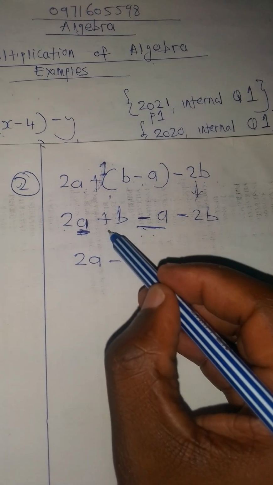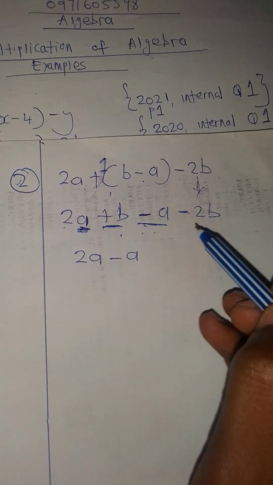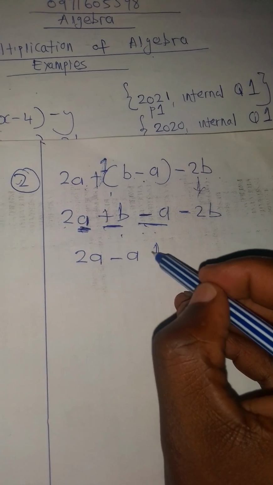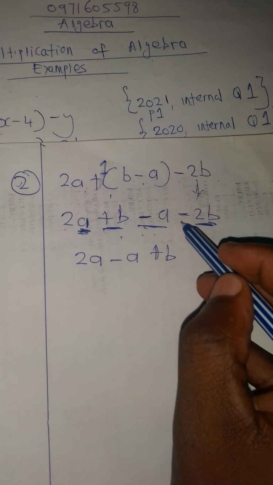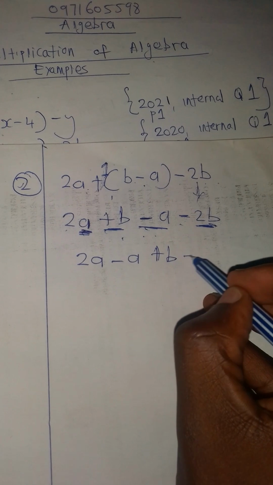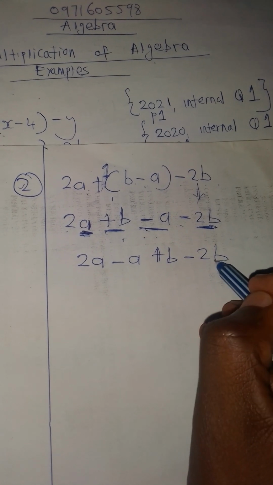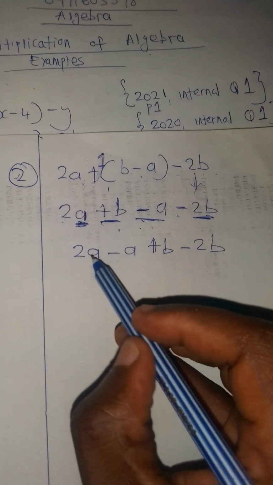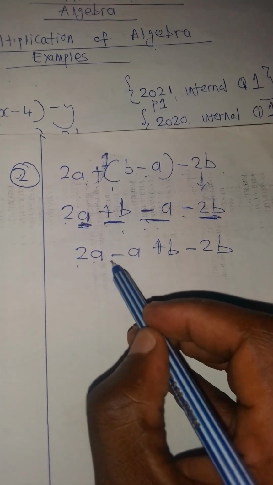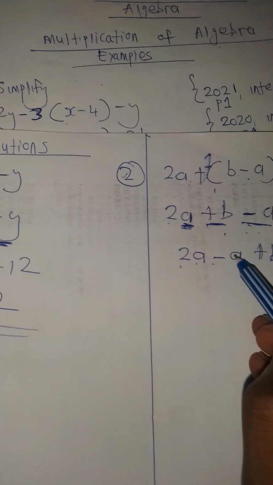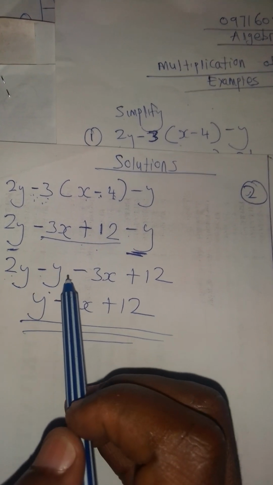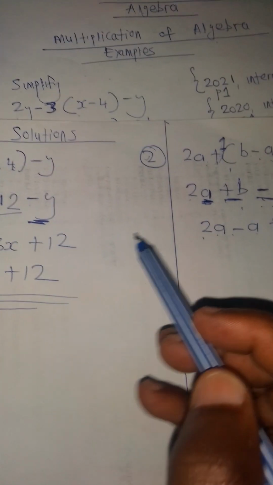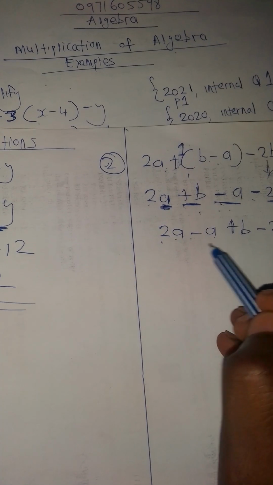The next thing we can see there, we have positive b, so positive b. Then this is b, in front there is negative 2, so minus 2b. Okay. Now this is 2a minus a. This one is the same as, if you observe, what we had here, 2y minus y. Now the only difference is the variables.